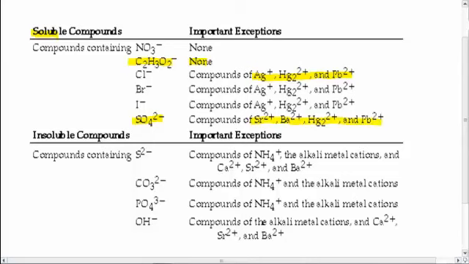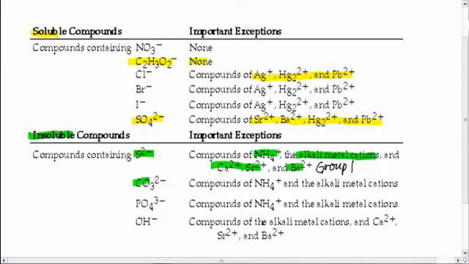In the lower part of the diagram, we have the insoluble compounds. So these are ions that typically form insoluble compounds. So sulfur, or the sulfide ion, will typically be insoluble unless it's with ammonia, the alkali metal cations, that's group 1. So we put group 1, and calcium, strontium, and barium.